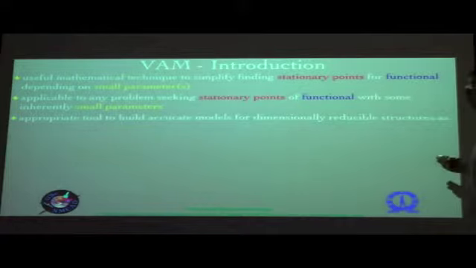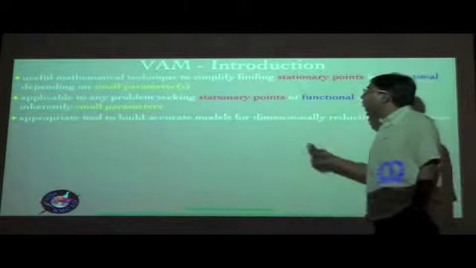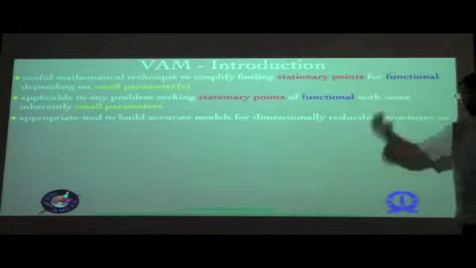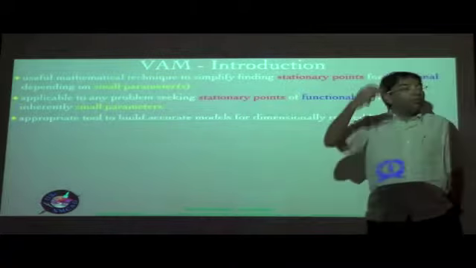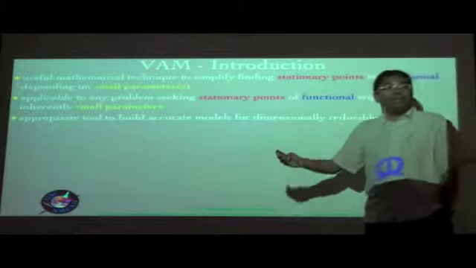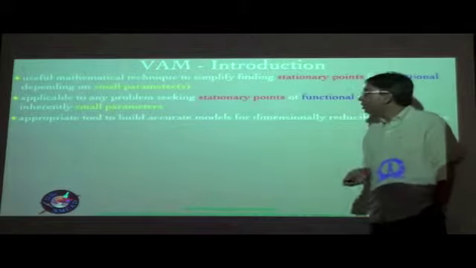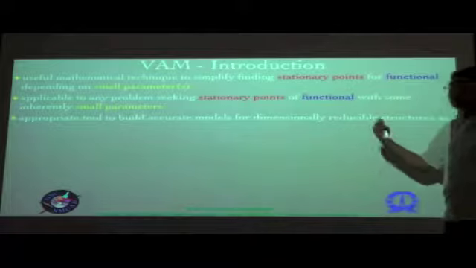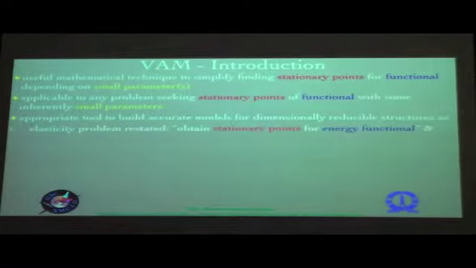This is what we will use it for in this course, to build accurate models for dimensionally reducible structures, by which we mean that within the overall dimensions of the structure, it is possible to identify certain dimensions which are of different order of magnitude compared to other dimensions of the same structure. So either small or large, and in the case of the large ratios, when you take the reciprocal, it becomes a small ratio.